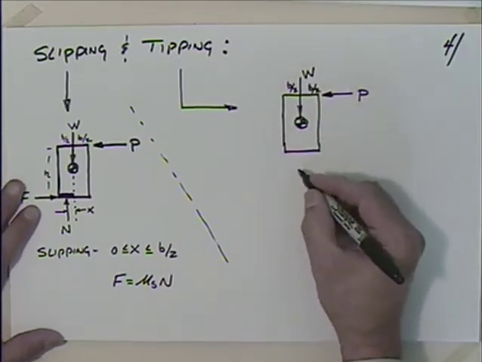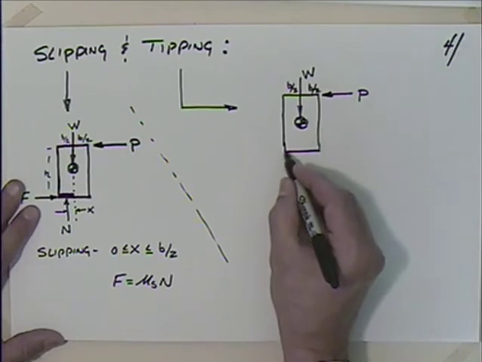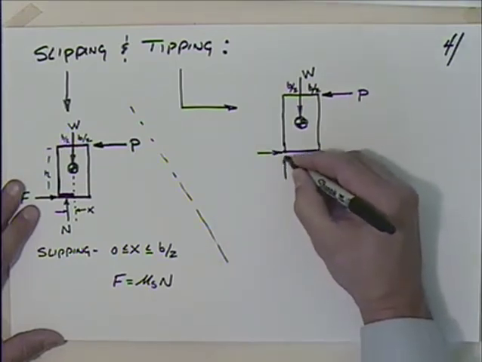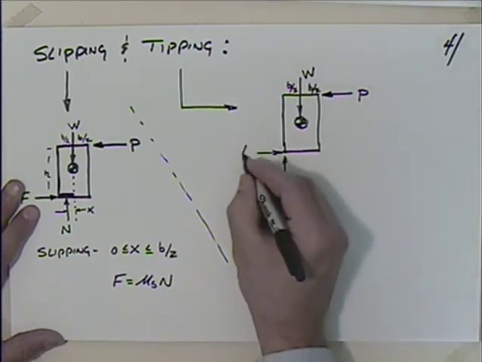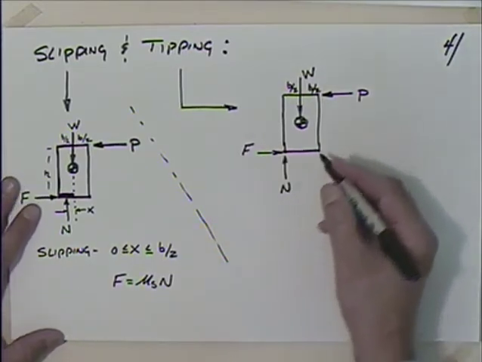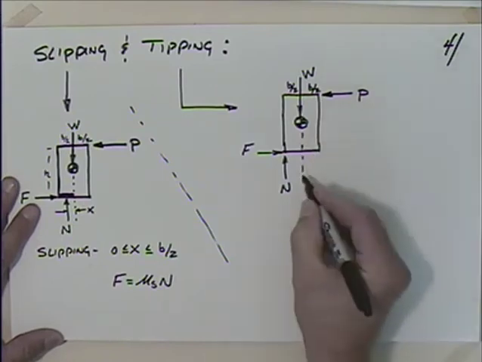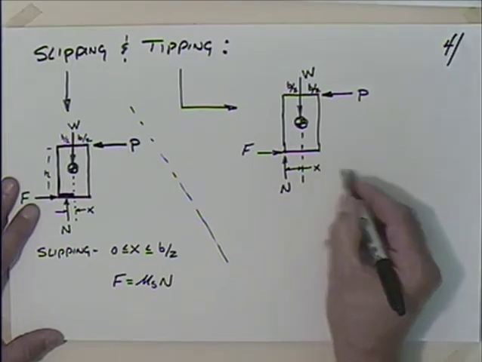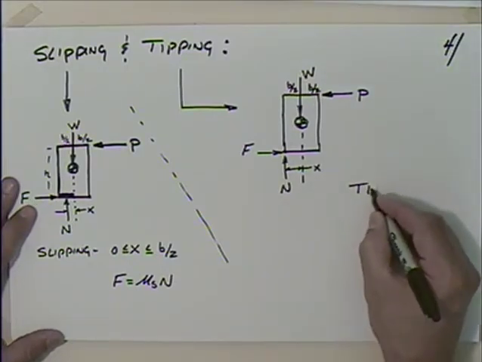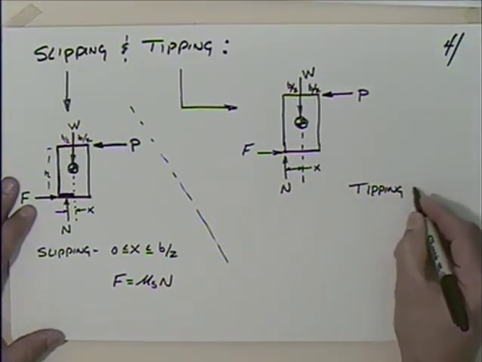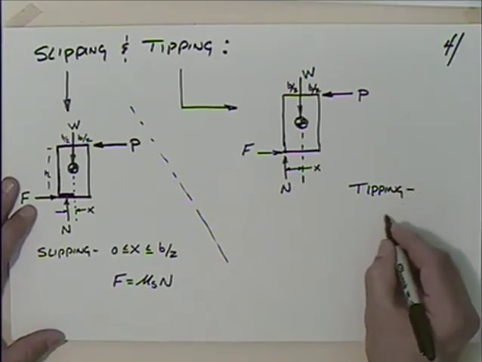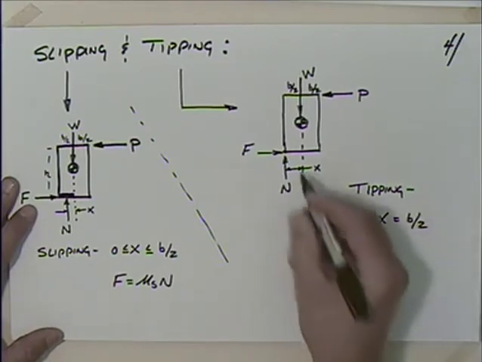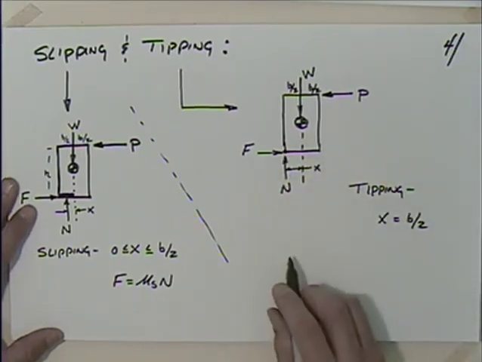And here if I have tipping, you can imagine if you push it here, it's going to start to tip at this corner. So what you're going to have is a force there, the normal force. And I'll call this force F. We're going to talk about that in a moment. And we can talk about this distance in here. We'll say that that distance is x. So if I have tipping, I know that x is equal to b over 2, that this normal force has gone out to there.